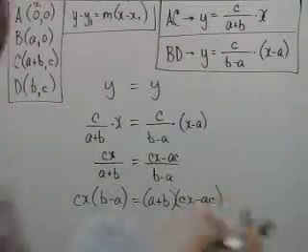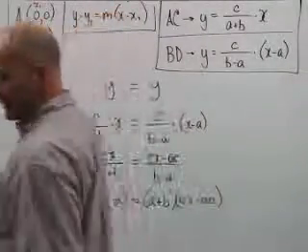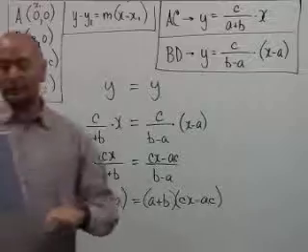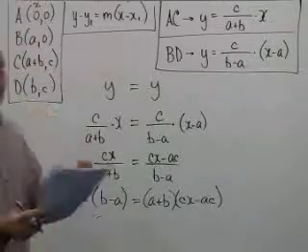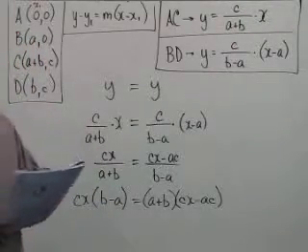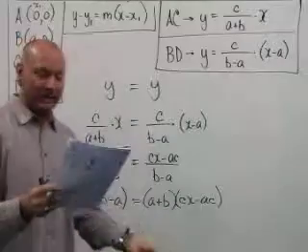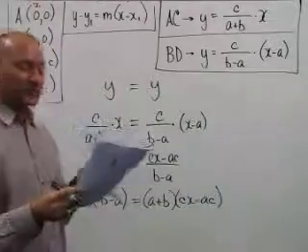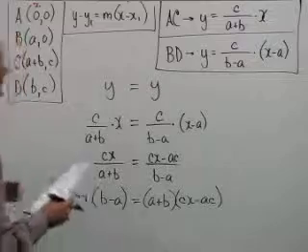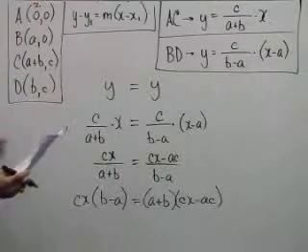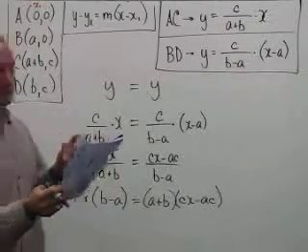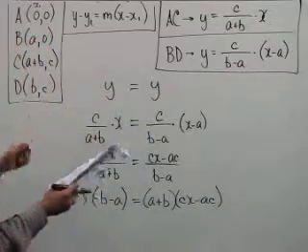Kia ora. Welcome back. Okay, now we're on to the last part of the practice assessment, which is asking you to find the coordinates in terms of A, B, and C of the point of intersection of the diagonals. All right, so that point of intersection is going to be where the two diagonals meet.